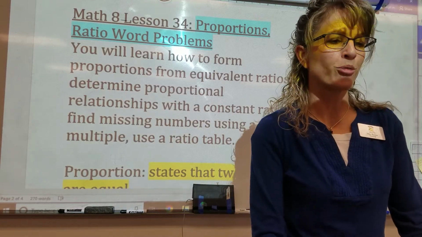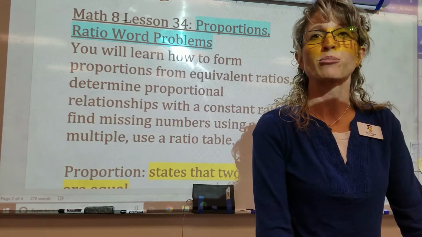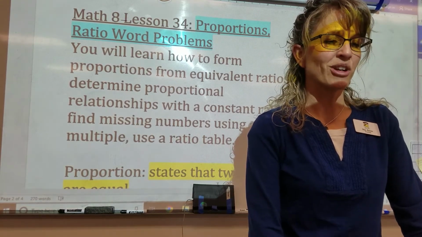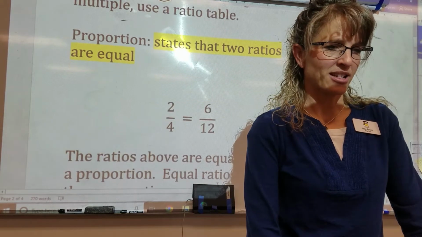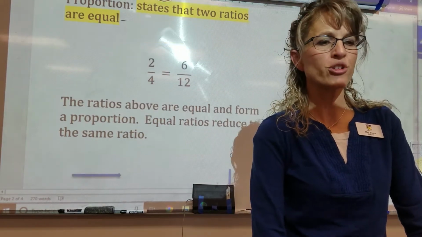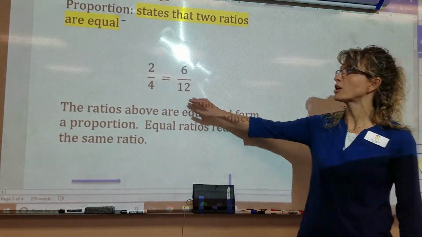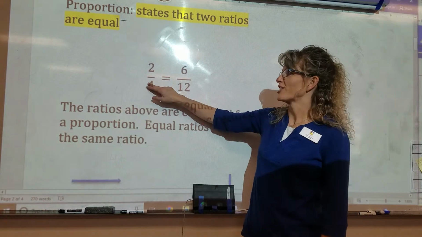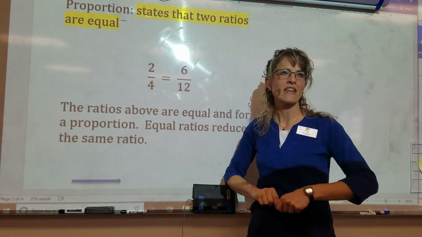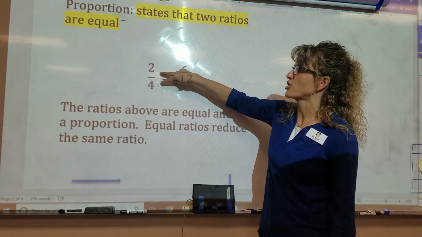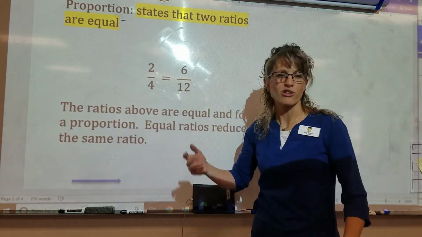Today you're going to form proportions from equivalent ratios. You're going to have proportional relationships, a constant ratio, and we'll use some tables and find missing numbers. So a proportion states that two ratios are equal. That's called a proportion. What is it called? Get ready? Proportion. A proportion, remember, we know that's a ratio. That's a ratio. If they equal each other, they're proportional.